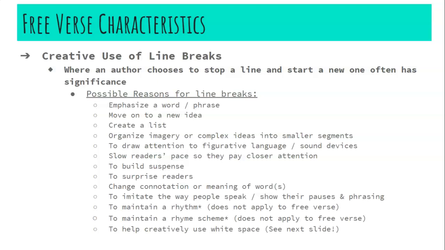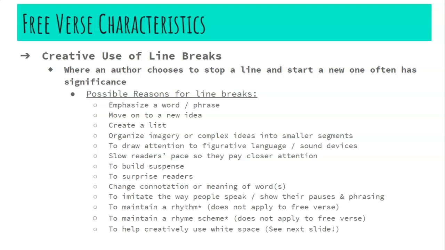But a lot of times it's not just as simple as, oh, I just randomly chose to stop this line here and let's just start a new one here with this word. There's a lot of significance behind that. And this is when we start to talk about analyzing the text. So why did the author do that? Why break that line at this point in time and not at a different point in time?